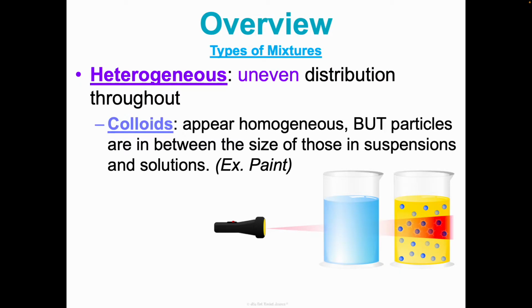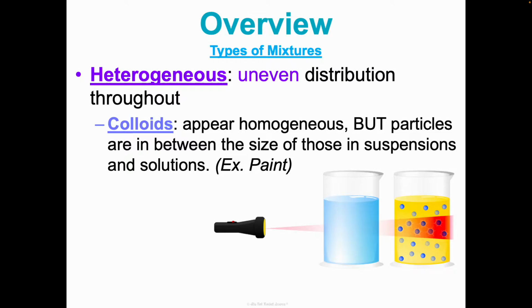Colloids are the trickiest ones, y'all. They appear homogeneous. Think about paint. It looks completely uniform. But what we see in colloids is that the particles are in between the size of those in suspensions and solutions, which we'll get to in a minute. Suspensions have much bigger particles. Solutions are much, much, much smaller.